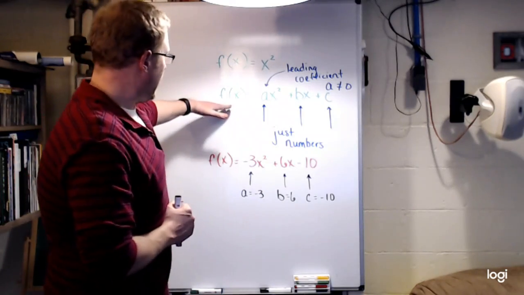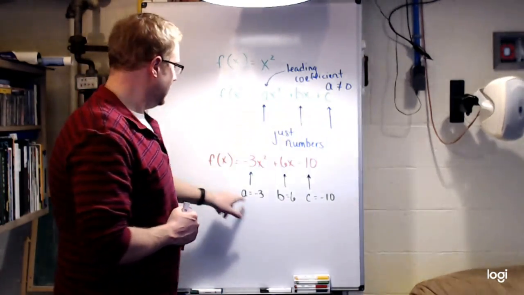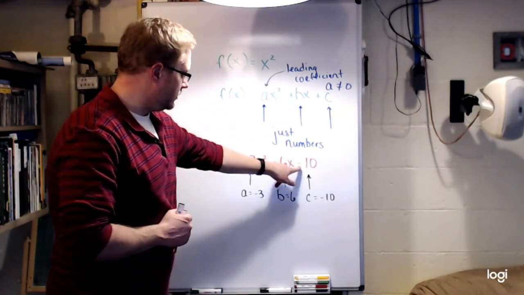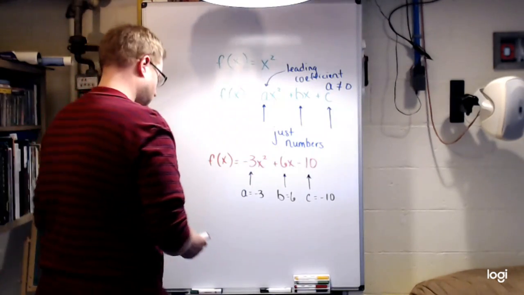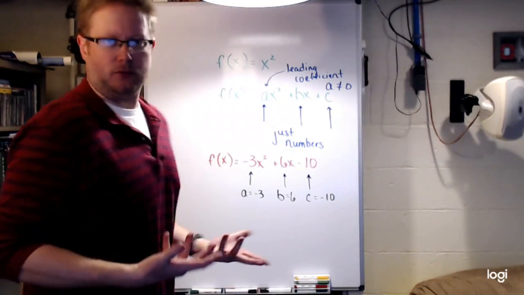So if we're looking back here into standard form, ax squared plus bx plus c, we can see ax squared plus bx plus c. And these can be positive or negative. It doesn't matter. Okay? So that's the basis of what a quadratic is.